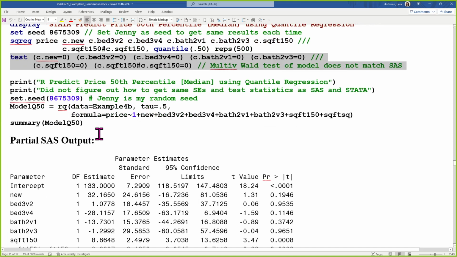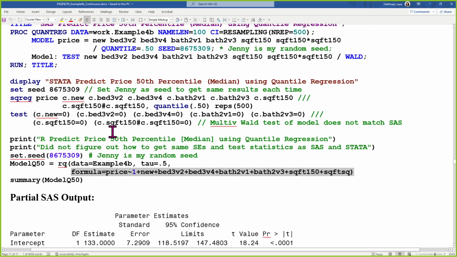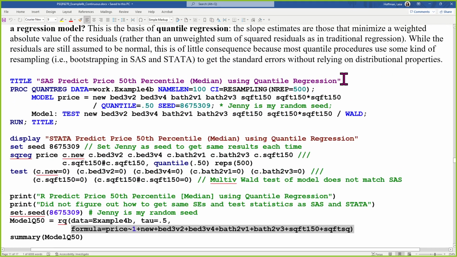And in R, it is a package called quantreg with just rq. Tau, I figured out, is how you specify which quantile that you want. And then the formula specifies the model in the usual way. So any questions on the syntax? Looks fairly straightforward.